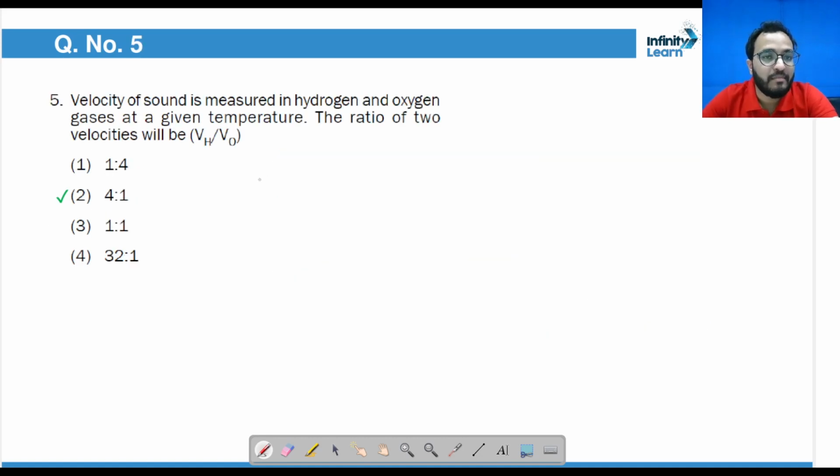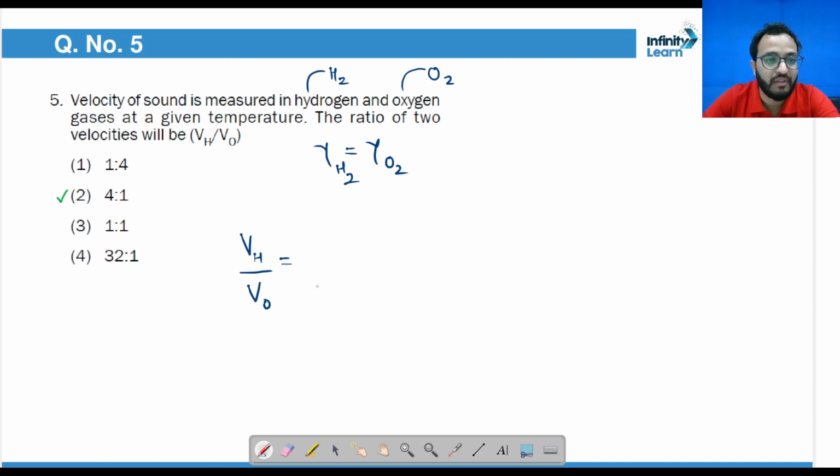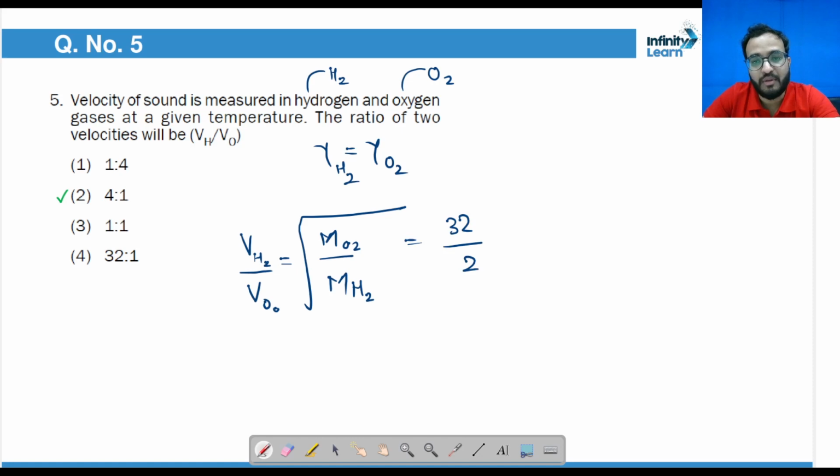The velocity of sound is measured in hydrogen and oxygen. Hydrogen and oxygen both are diatomic gases, so both have the same gamma value. Gamma for hydrogen equals gamma for oxygen, so there is no doubt about it. When you take the ratio, it becomes root of gamma RT by M naught. Temperature is the same, so it is molecular mass of oxygen upon molecular mass of hydrogen. So it is 32 upon 2, under root is 4 is to 1.